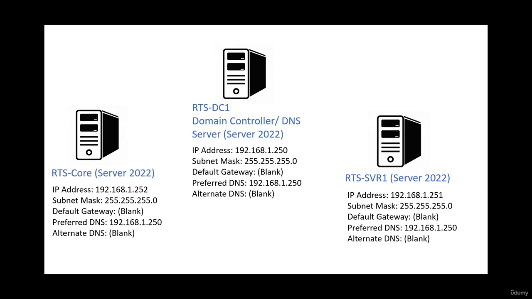This is an IP configuration for your domain controller and other servers and clients that you want to join to the domain. In this graphic, I have my domain controller, or the server that I want to promote to be my domain controller, RTS-DC1. So that is the computer name. I want this to be a domain controller, so it's going to host Active Directory domain services. And along with that, I do need a DNS server.